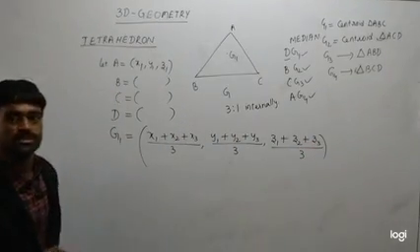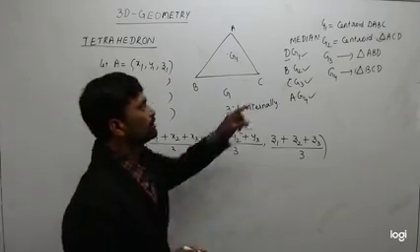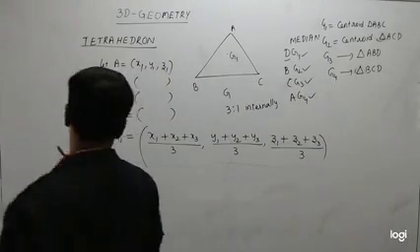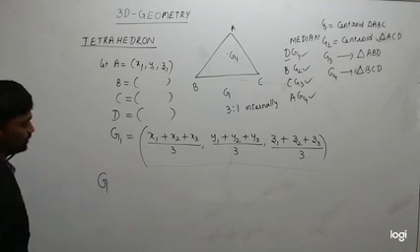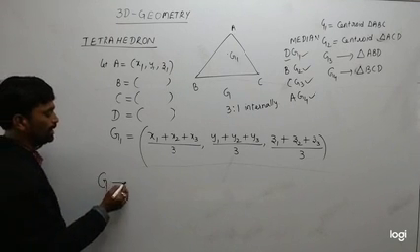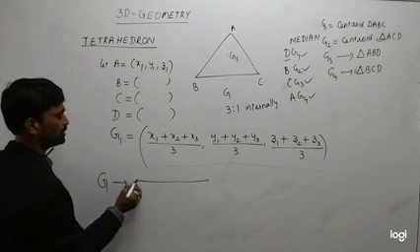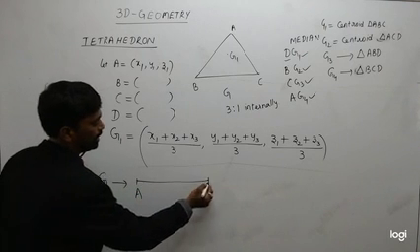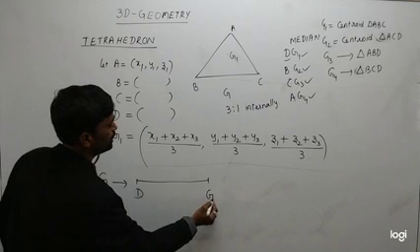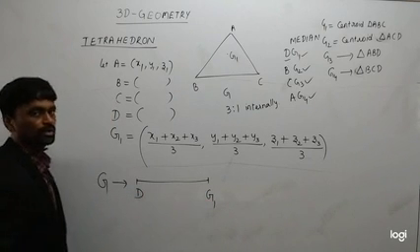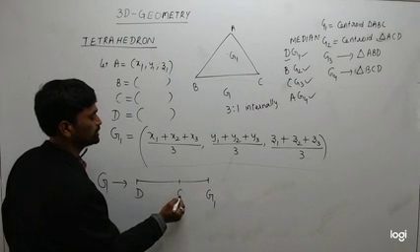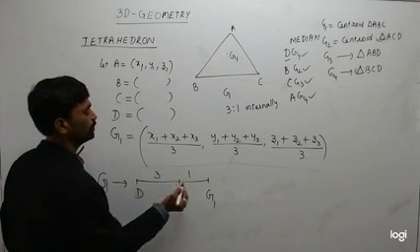So this is G1. You find any one of the centroids, it is not necessary to find all centroids. Now, the centroid of the tetrahedron, capital G, divides the segment D and G1 in the ratio 3 is to 1. So this is G, 3 is to 1.